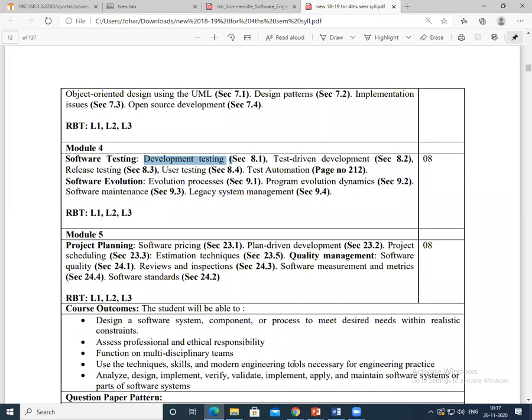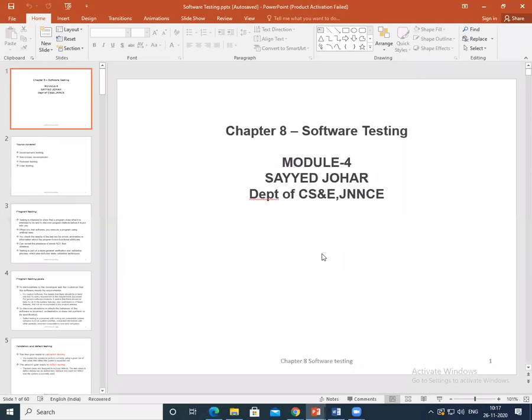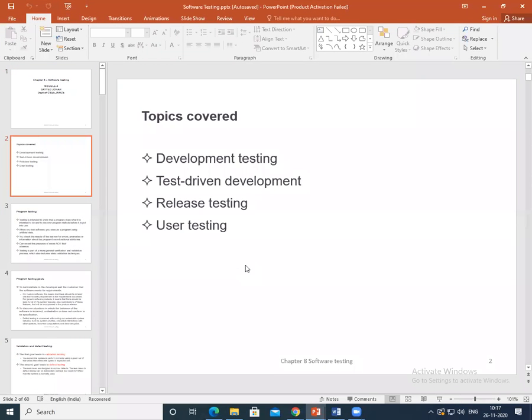We just started what is software testing, what is verification and validation. We differentiated between verification and validation, and first we begin with what are the distinct goals of software testing. Okay, what are the distinct goals of software testing?